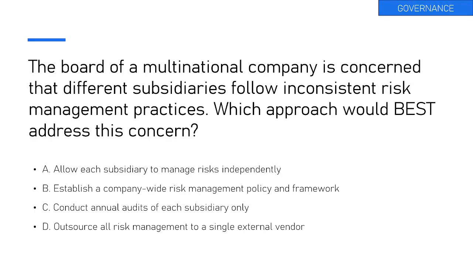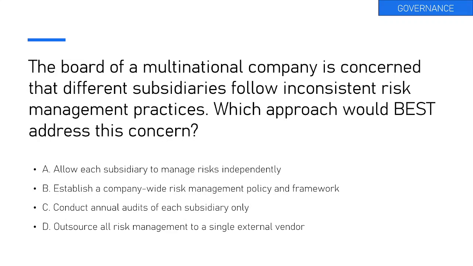So there is an inconsistency, and the management wants to address that. Establish a company-wide risk management policy and framework. Maybe that's one. Conduct annual audits of each subsidiary only. That's fine, you can do the audits, but the audits will give you some results saying that this particular subsidiary is doing this versus this particular subsidiary is doing this. So there's already an inconsistency in there, and just doing the audit's not going to give you anything. Outsource all risk management to a single external vendor. So what good is that going to do, right? Outsourcing provides expertise, but does not ensure that the internal governance alignment is there.